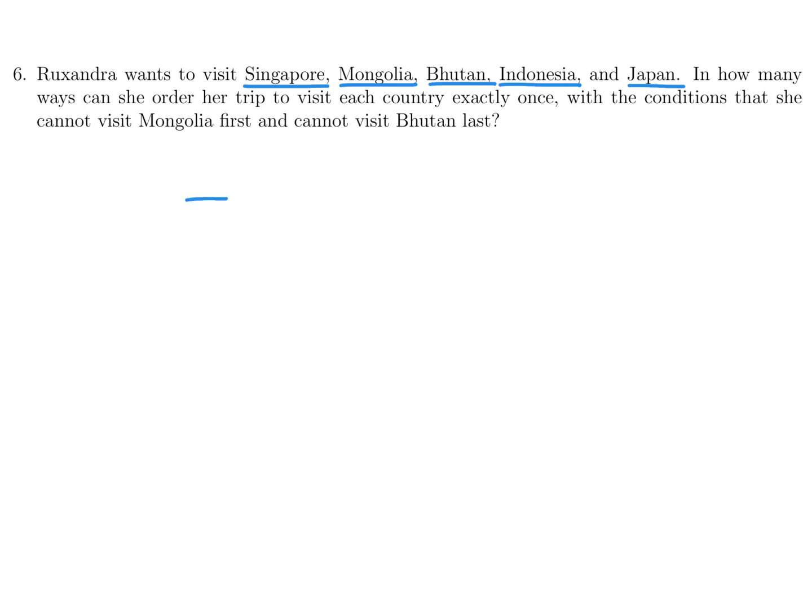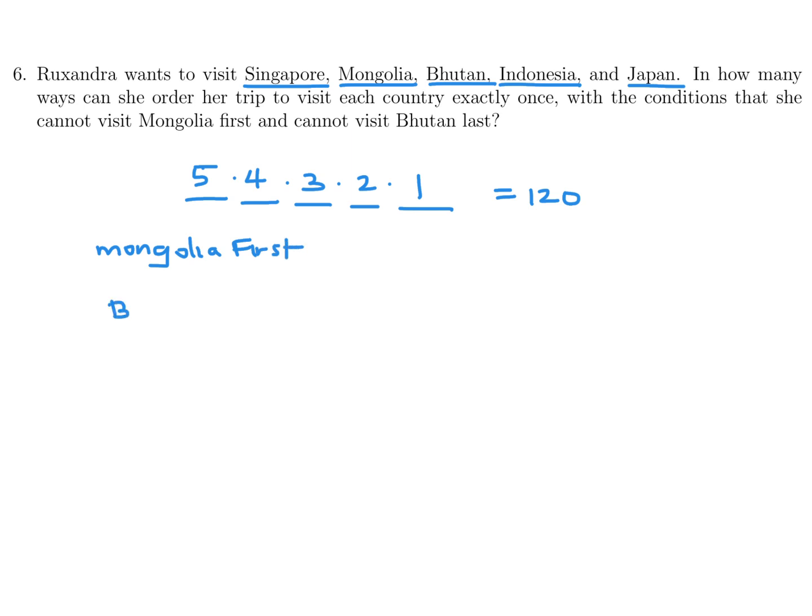So there's 5 countries. Now, the total, if there's no restrictions, it would just be a strict 5 times 4 times 3 times 2 times 1. And if you multiply these together, it'd be 120. But they have a specific condition that they do not want you to have Mongolia first and cannot have Bhutan last. Okay. So I think the easiest way to do this is let's figure out how many ways you can have Mongolia first or Bhutan last, and then we'll subtract it from the total to get what they want. I think that will be easier.